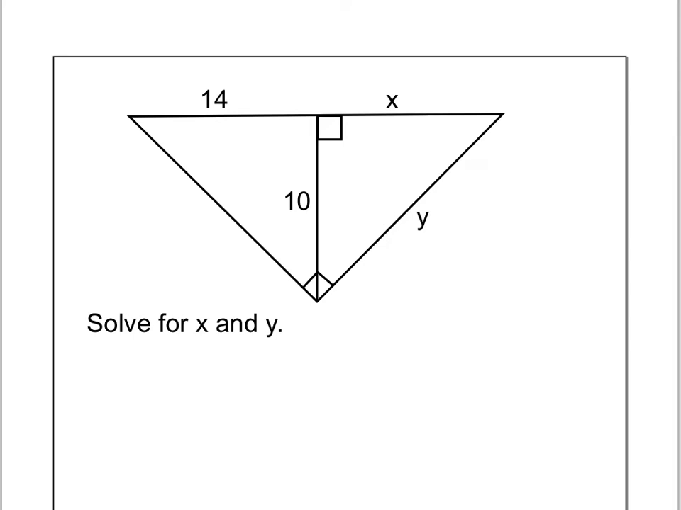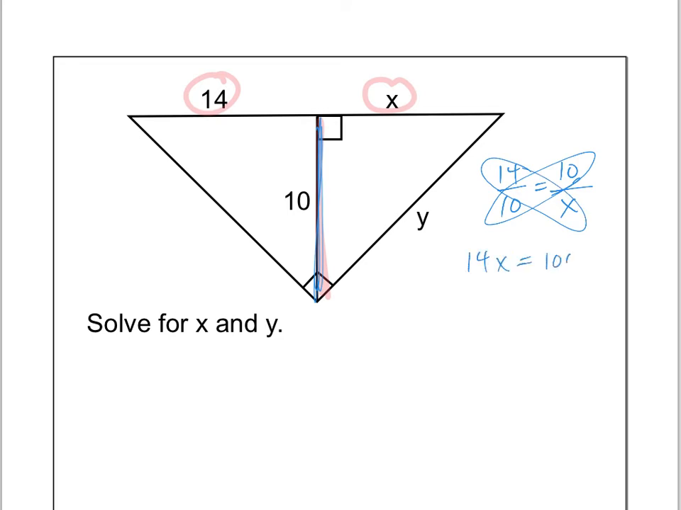Please pause the video and try to solve for x and y. So 10 will be the geometric mean between 14 and x. And so when I set this one up, I'm going to start by going 14 over 10 equals 10 over x. The 10 is the one you have to use twice, and it has to be kitty corner from itself. Cross multiply, you get 14x equals 100.